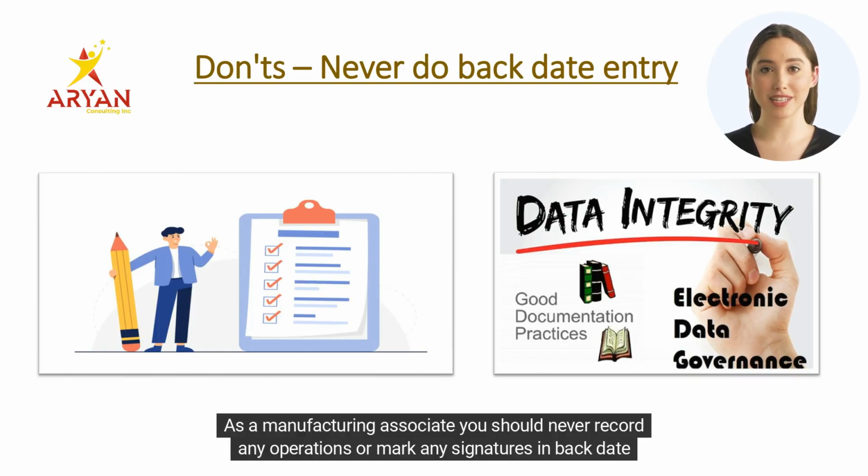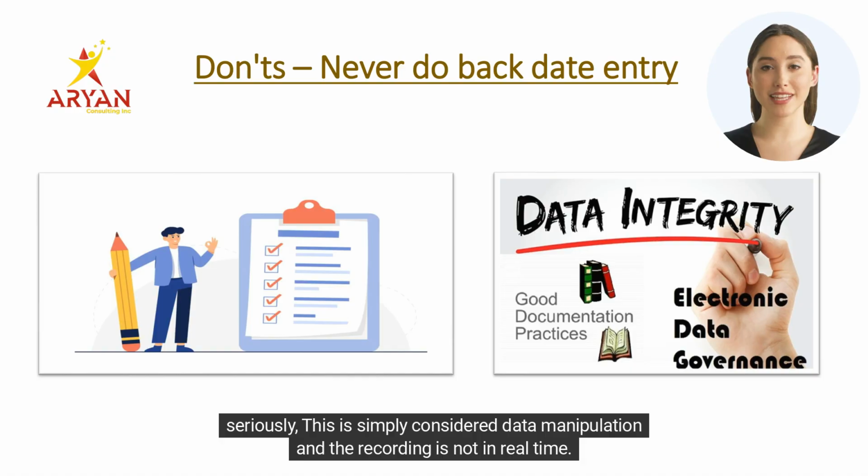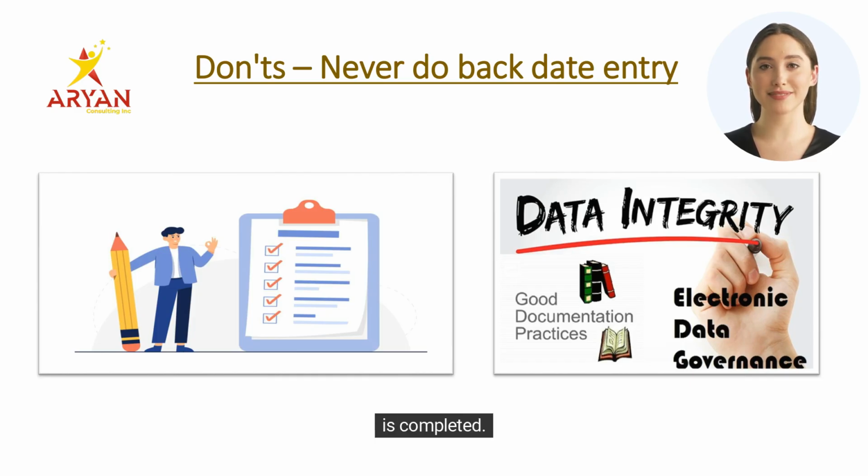As a manufacturing associate, you should never record any operations or mark any signatures with a back date or future date. This can cause severe compliance issues and data integrity concerns. FDA takes data integrity seriously. This is simply considered data manipulation, and the recording is not in real time. Therefore, record all operations with the current date in real time. Complete the entry as soon as the operation is completed.